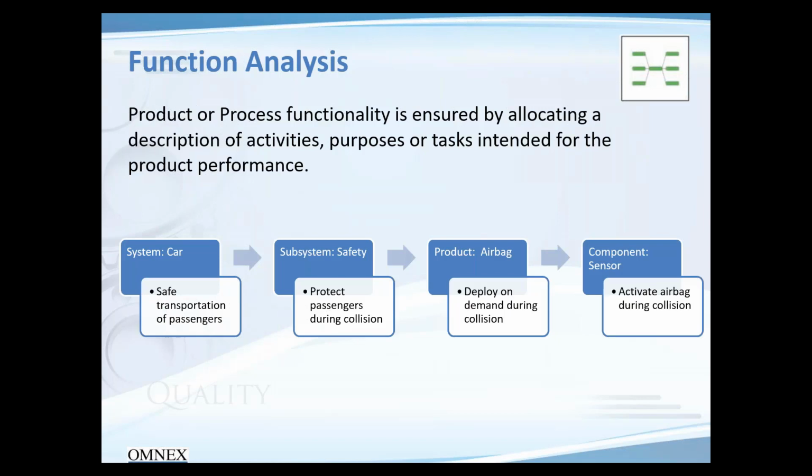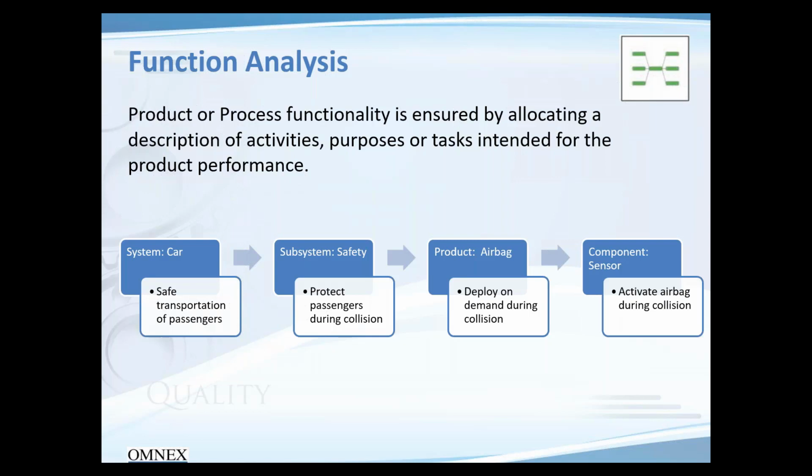So if we look at this example, we have the system is the car, and the functional requirement is safe transportation. The subsystem protects the passenger during collision, which then to do that, we need to deploy the airbag on demand during collision. And then the component would be the sensor. So if I'm the sensor supplier, we'd be activating the airbag during collision.